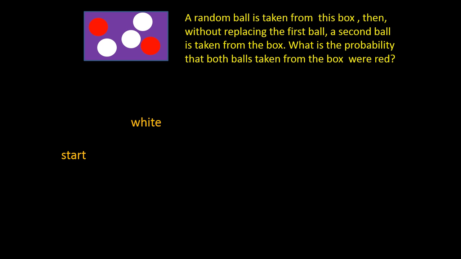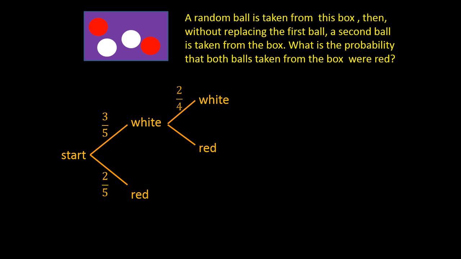So the first time we take a ball out, it's either white or red. 3 out of the 5 balls are white and 2 out of the 5 balls are red. Now it says that when we take the ball out the first time, we are not going to put it back in, without replacing the first ball. So if we chose a white ball the first time, it's not in the box when we take the second ball out. So the second ball is either white or red, but now only 2 out of the 4 balls that are left are white and 2 out of the 4 that are left are red.